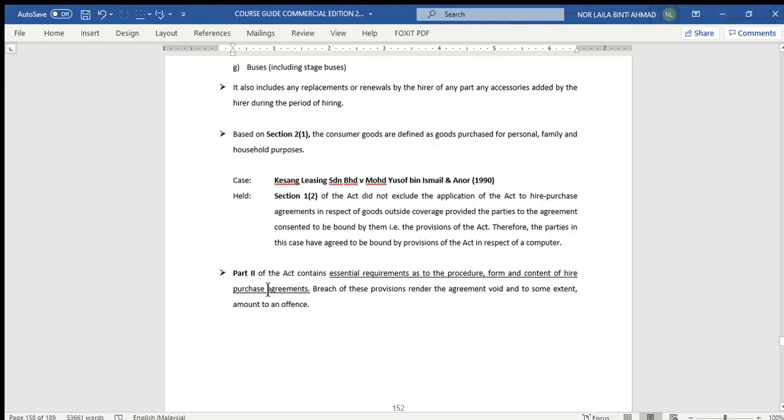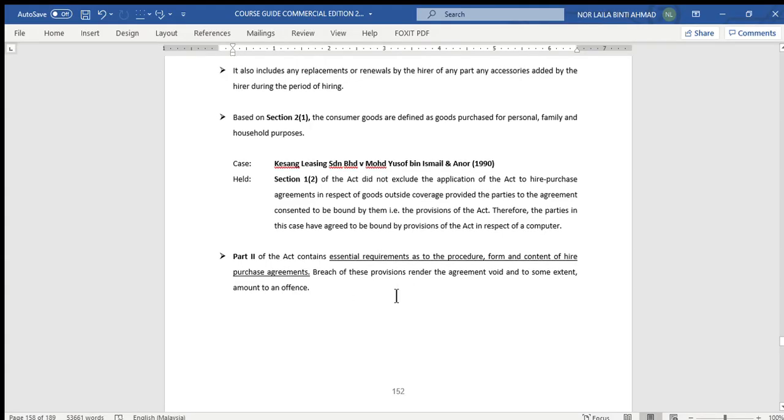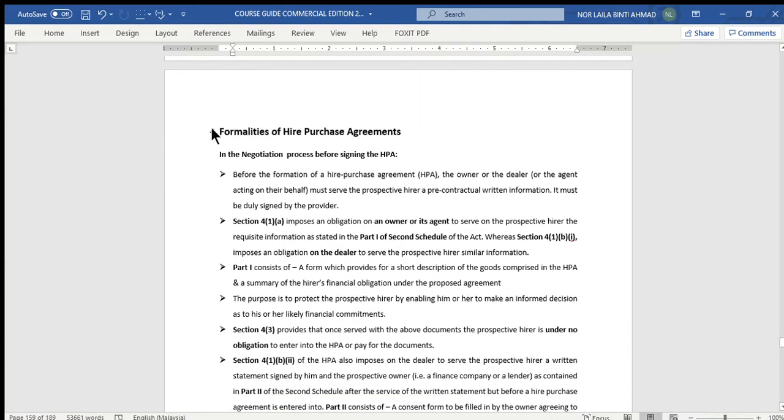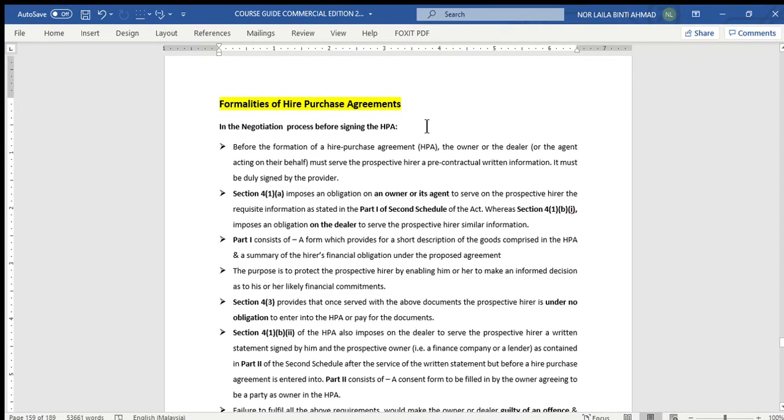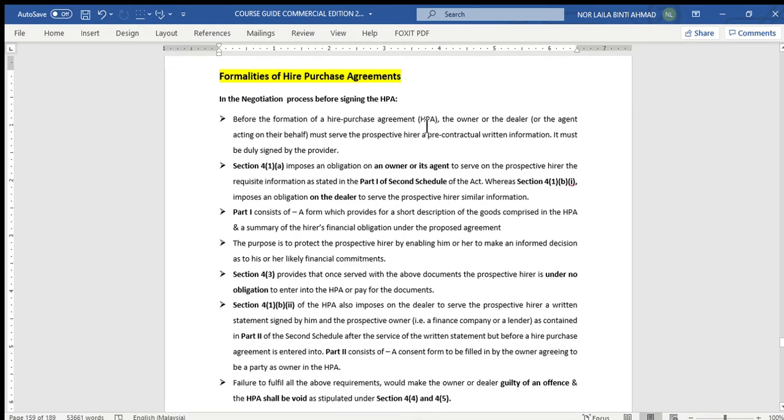Next, in Part 2, essential requirements as to procedure, form and content of hire purchase agreements. Breach of these provisions renders the agreement void and to some extent amounts to an offence. So this subtopic is very important: the formalities of hire purchase agreement. Either owner, dealer, or hirer must follow these formalities in order to form a valid hire purchase agreement.